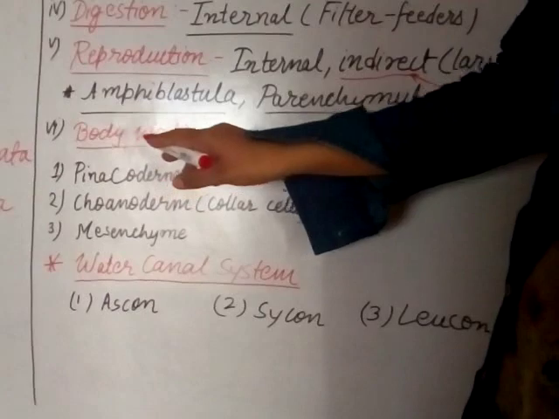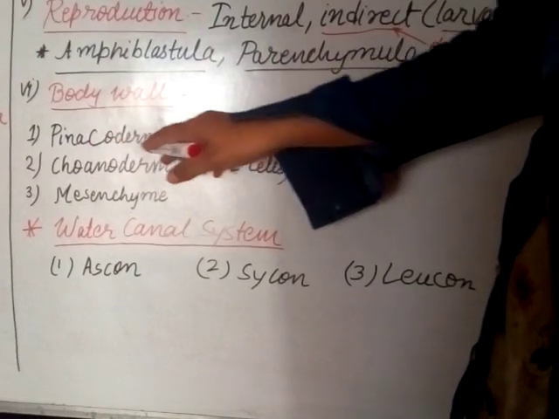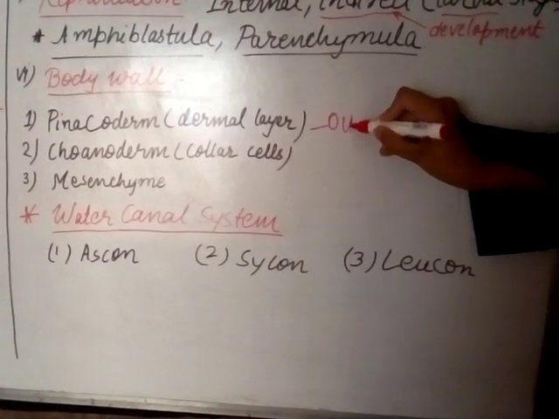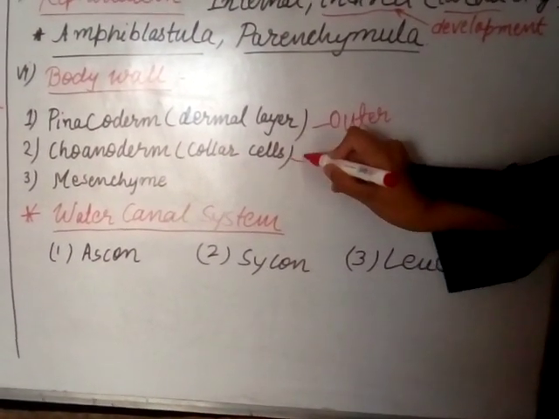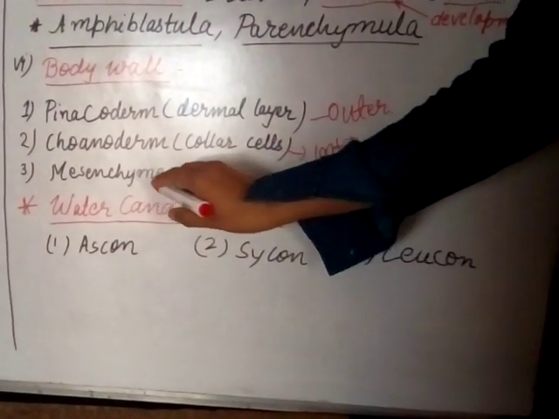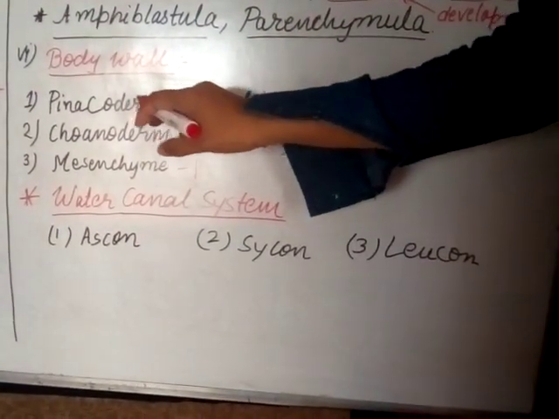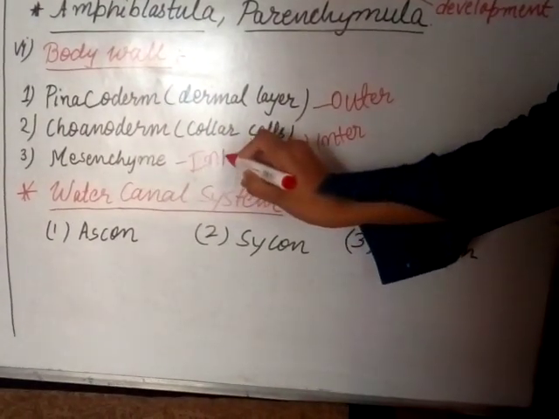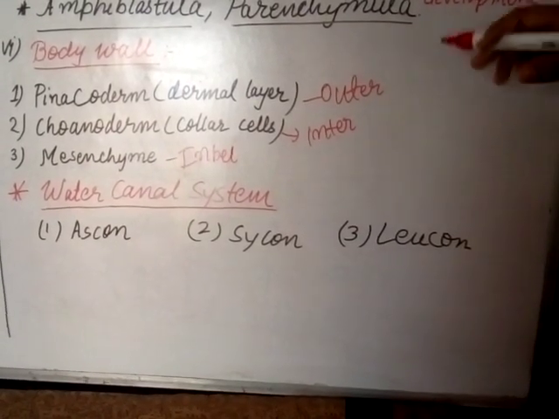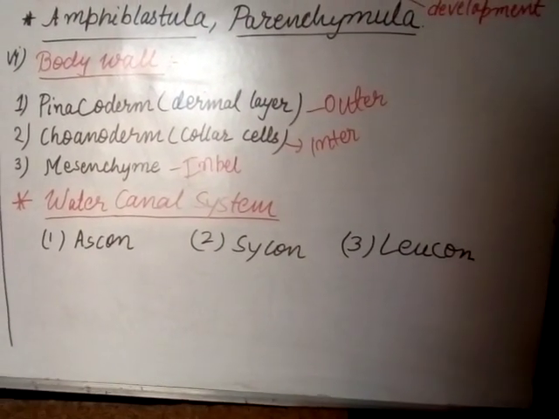Their body wall is their characteristic feature. The outer layer is the pinacoderm, and the choanoderm is their internal layer. In between the outer and internal layers, the mesenchyme is present, between the pinacoderm and choanoderm.